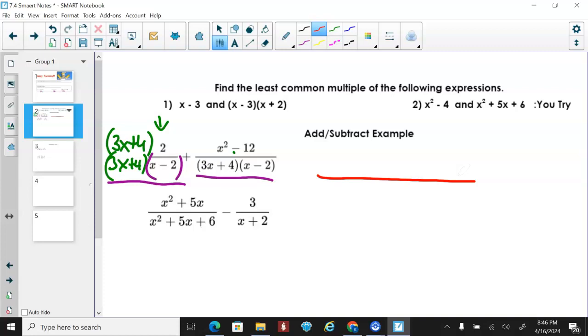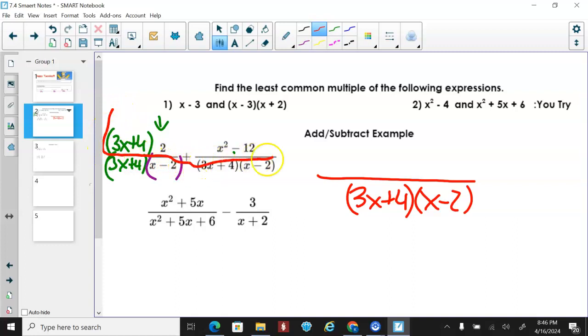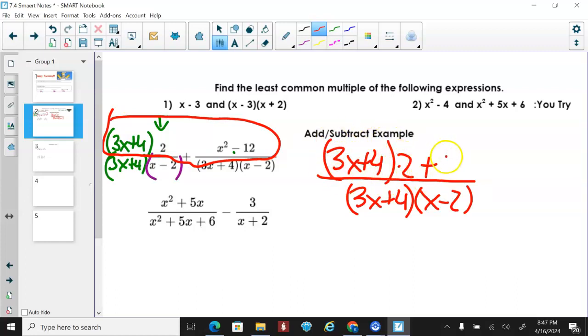Now, I am going to put it all into one line. On the bottom, I only have one denominator. I only have to write it one time. I do not need to write it twice. One denominator that is the same for both. Now, on the top, I am going to combine the entire top together into one line. So I have 3x plus 4 times 2 plus x squared minus 12.